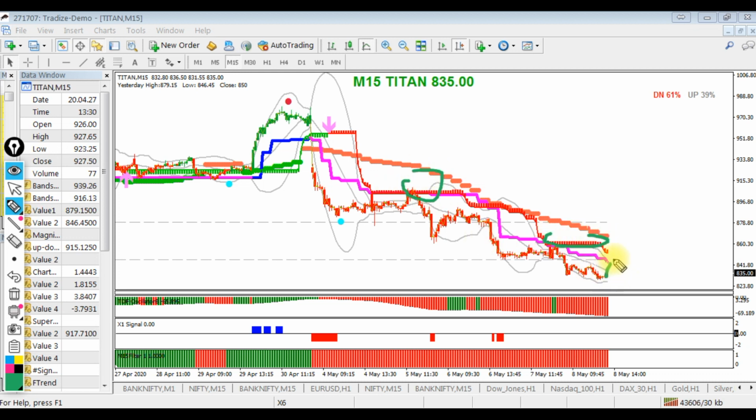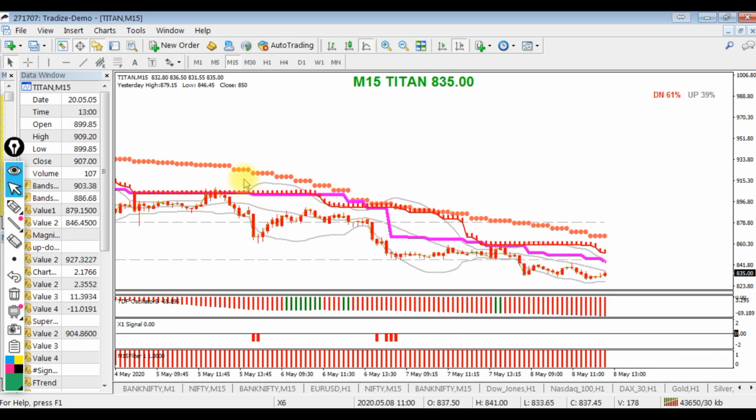And Monday morning, if you get a pullback up to 845, 850 levels, that will be a very good level to short, because you can see continuously the filter is green here. There is no buying pressure in this one. So every pullback must be sold in Titan. And the higher time frame indicator is also matching in this one. So wait for 850 levels to short it again.